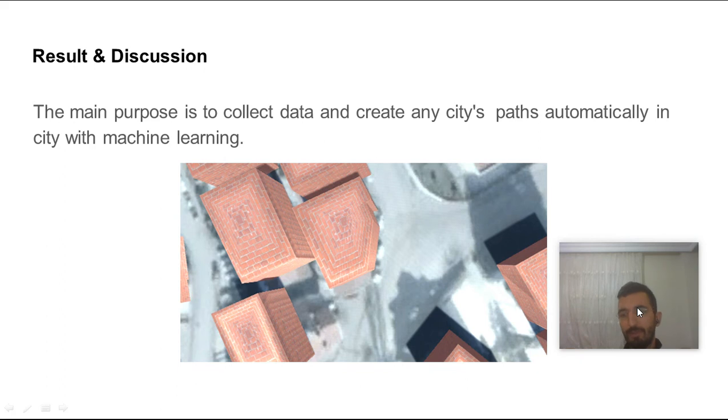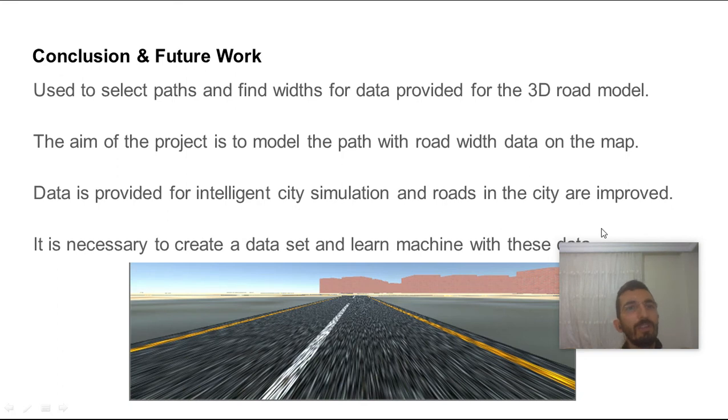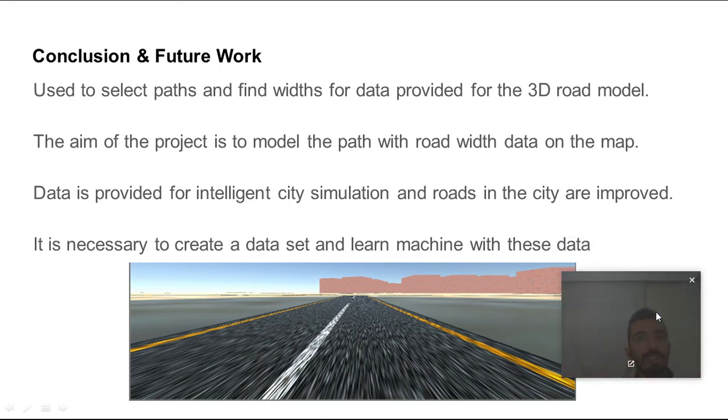Our future work. Convolution and future works are used to select paths and find widths for the data provided for the 3D road model. The aim of the project is to model the paths with road widths and data on the map. Data is provided for intelligent city simulation and roads in the city are improved. It is necessary to create a dataset and train a learning machine with this data.